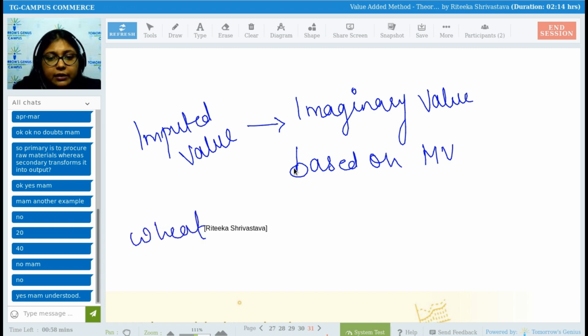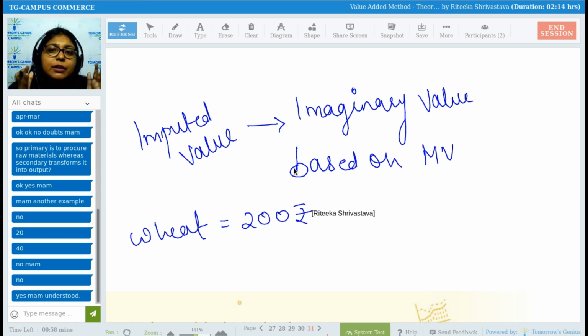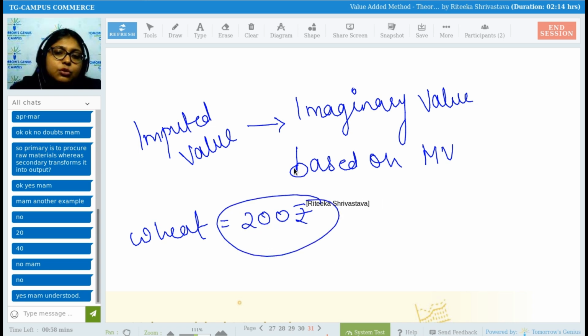Suppose the current market value of wheat is 200 rupees. Even if the wheat is for self-consumption, the farmer is not selling it in the market. But I know that the current market value of the wheat is 200 rupees. So I will simply take this 200 rupees while computing national income, and this 200 rupees will be called the imputed value.